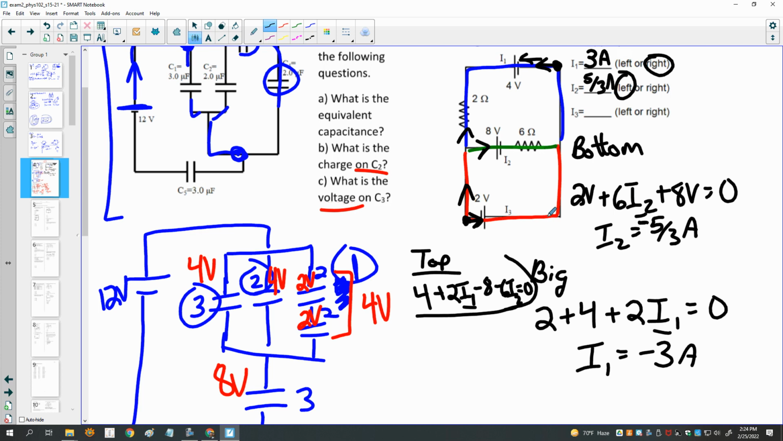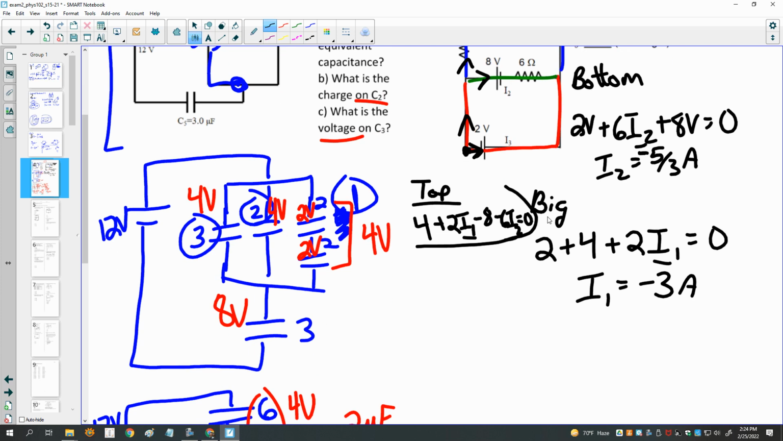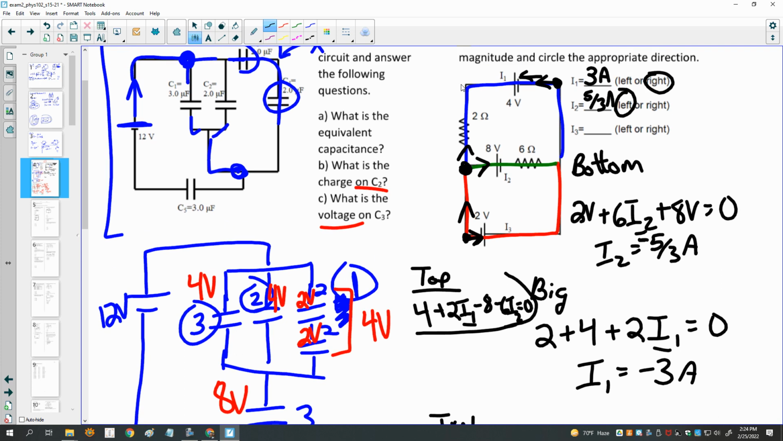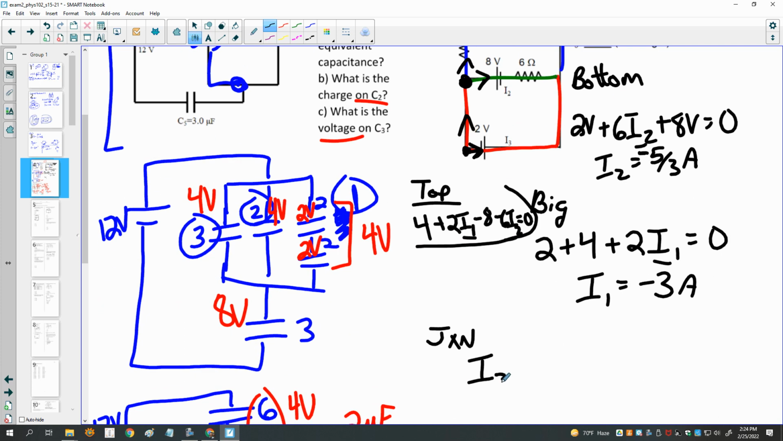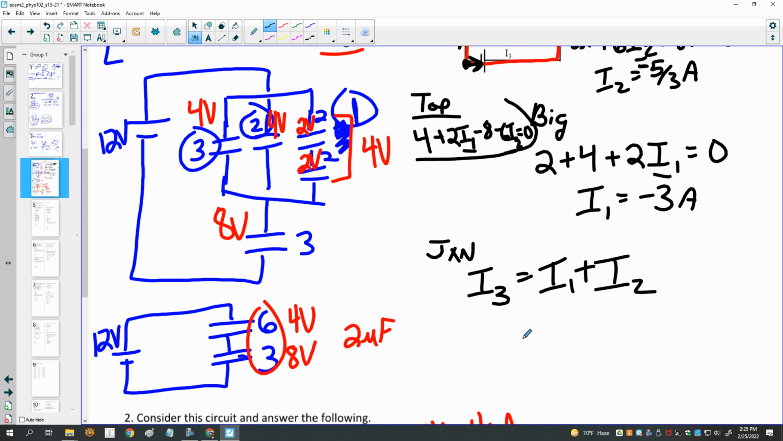But I'm still missing I3. So I need to figure out what I3 is. Remember, we don't have I3 in any of these equations because we don't have a resistor in that bottom loop. So I3 never shows up in any of the loop equations, but it will show up in the junction rule. So I can write the junction rule. I'm just going to pick a junction. I have I3 coming in, and I1 and I2 going out. Which one am I looking for? I'm looking for I3. Oh, so this is easy.